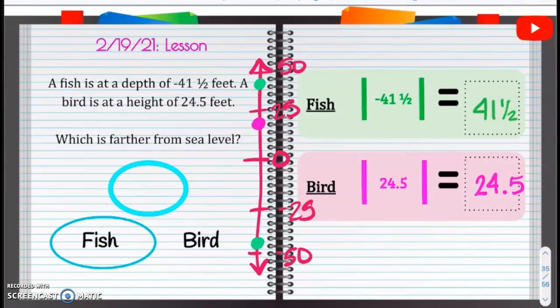So in both cases, that bird is going to be closer. So the bird is closer, and this one asks which is farther, which will be the bird. Or I'm sorry, the fish. The fish is farther. And that is it for our lesson.